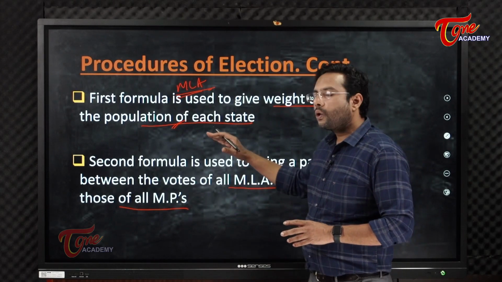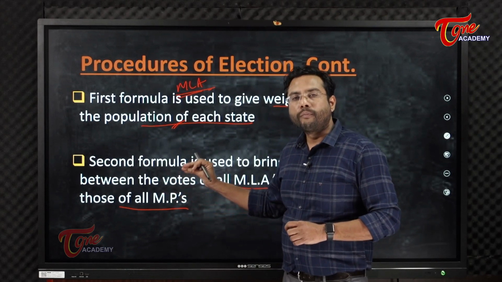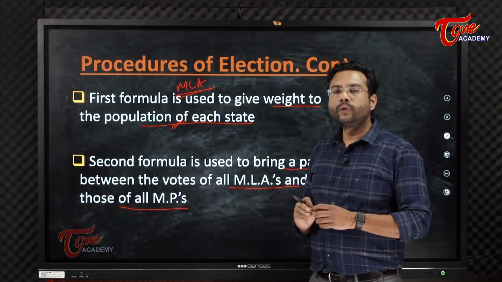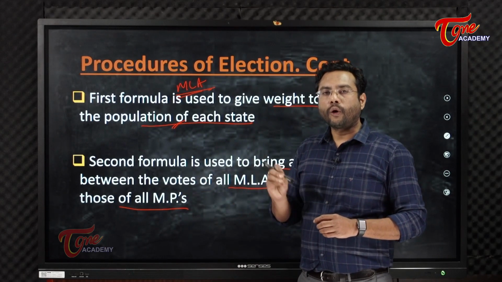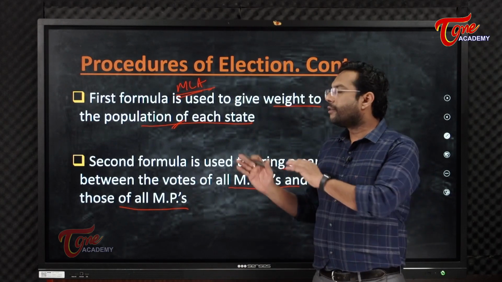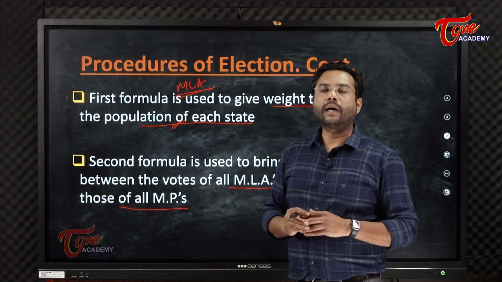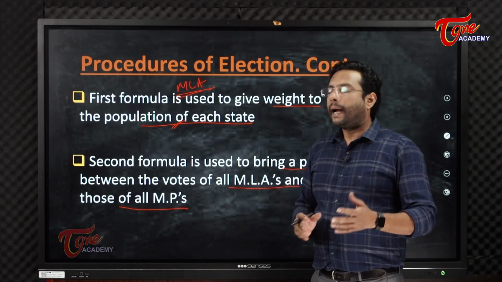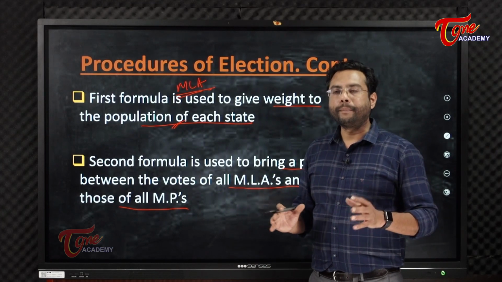So to ensure that there is a parity between the value of votes of both MLAs and MPs, we use formula number 2, that is the value of votes of MPs. So these 2 formulas ensure, first, that we have a representation of all the states according to their population, and second, that we have parity between MLAs and MPs.